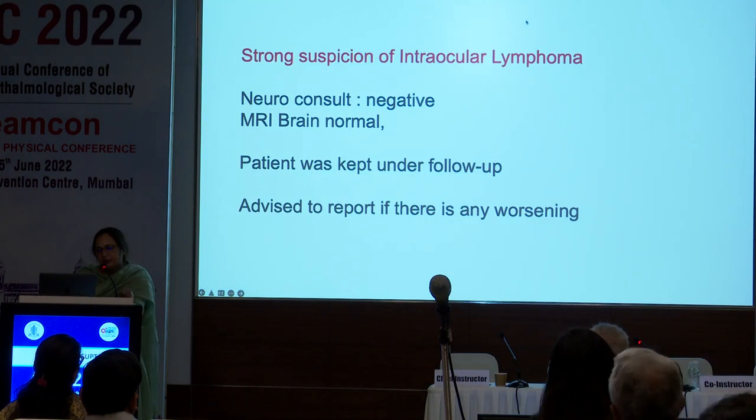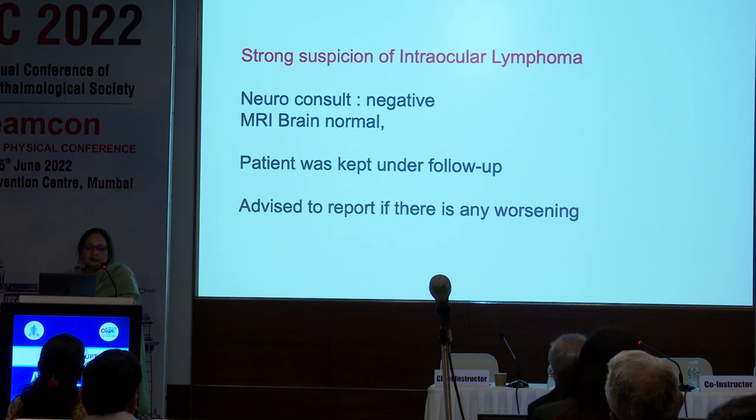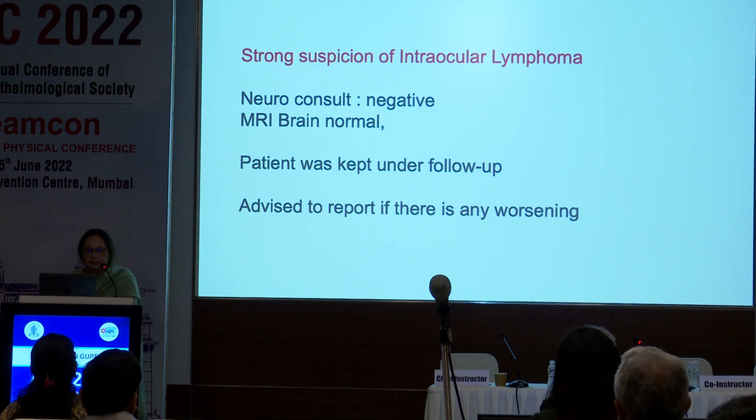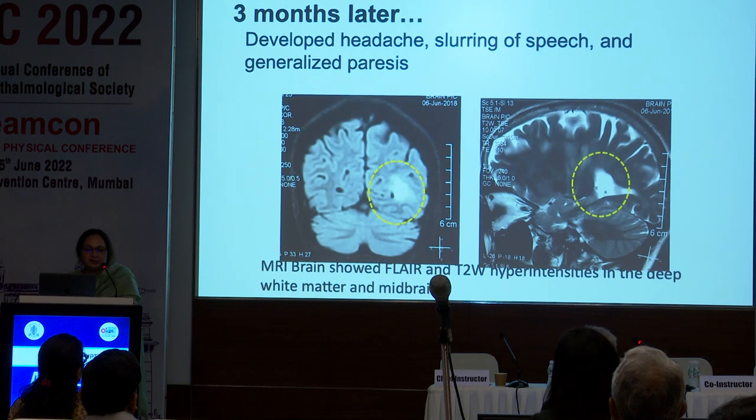Now, this is the patient where, sometimes your sixth sense just says it, and I thought it was lymphoma. The daughter, unfortunately or fortunately, is a neurologist in the US, so there was a lot of interference. They consulted neurology, MRI normal. They thought, how can it be lymphoma? Because mother was fine. So I said, okay, report if there is any worsening.